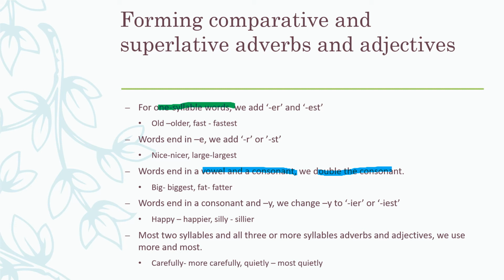Now, words that end in a consonant and a y. The last two letters in the word are a consonant and a y. So we change y to -ier or -iest. So happy becomes happier or happiest. Silly becomes sillier or silliest.